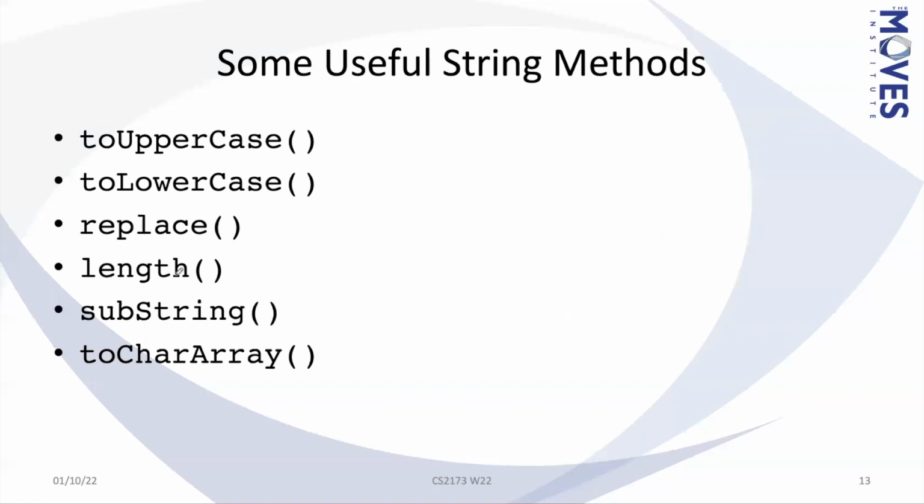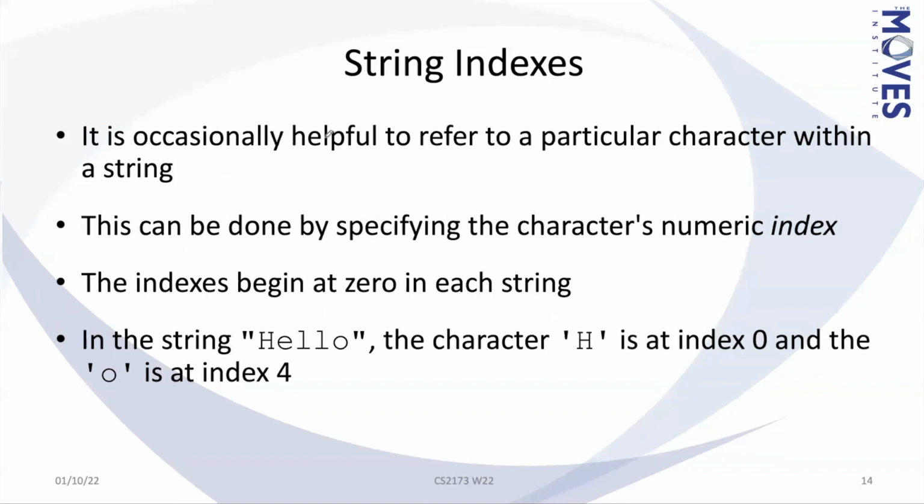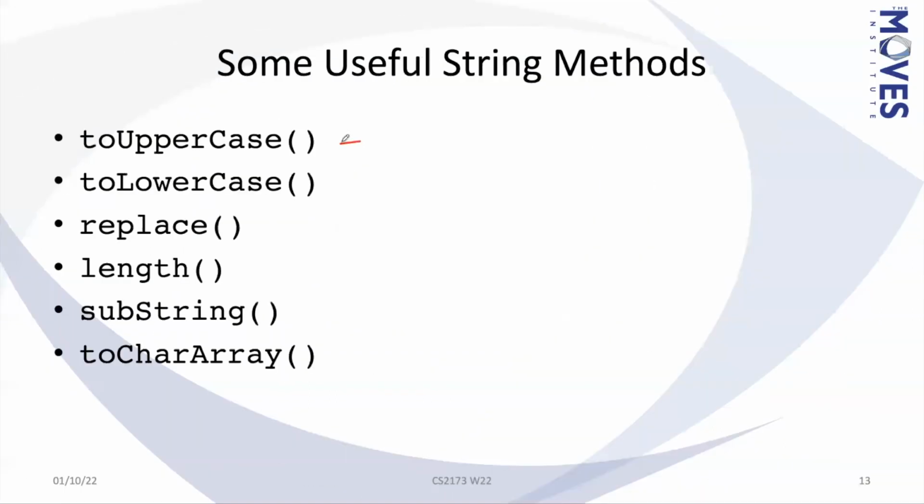So strings actually have a whole pile of methods. Some useful ones are, well, and they're pretty well named. So toUpperCase will take a string and will return the same string except all of the letters were replaced with their uppercase values. toLowerCase is another useful one. It takes any string you have and it will replace all of the letters with their lowercase values. We'll see some examples of this.